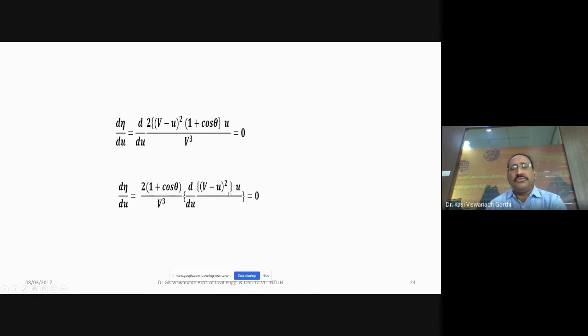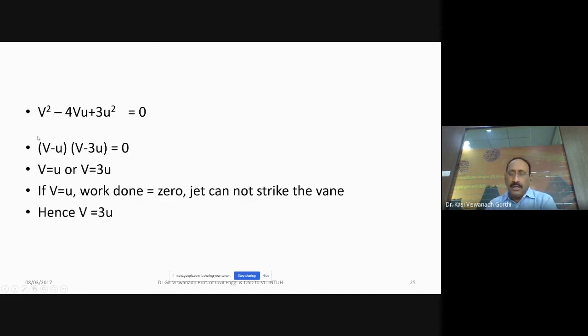(V minus u) whole square into u must be differentiated with respect to u. So v square plus u square minus 2vu into u. Accordingly, you need to differentiate and perform the differentiation, and you will be getting a quadratic equation with the solution like v is equal to u or v is equal to 3u.